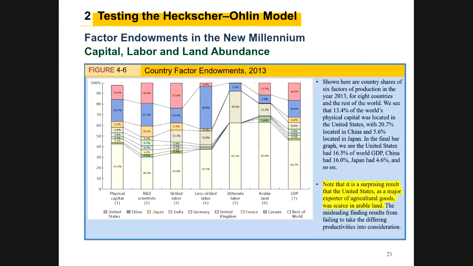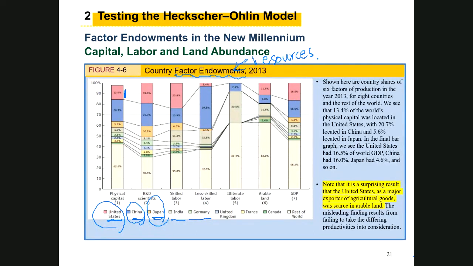As you can see, this is the statistical table that the textbook showed you. This is the factor endowment, which you could explain as resources in 2013. Different colors represent different countries in the world. The pink one represents the United States. The blue one represents China. The yellow one is Japan. The gray one is India. The green one is Germany.